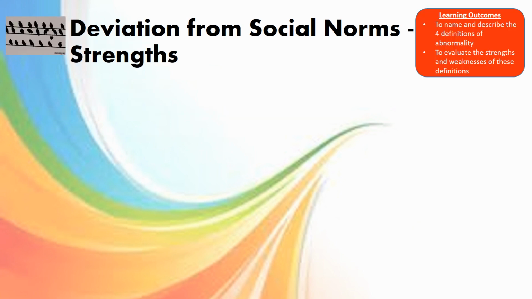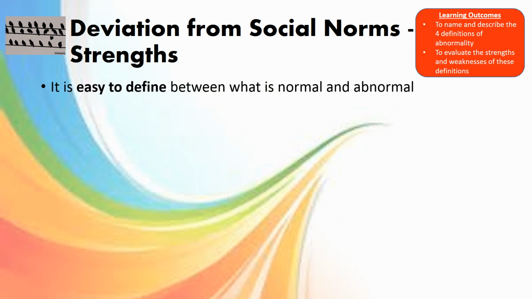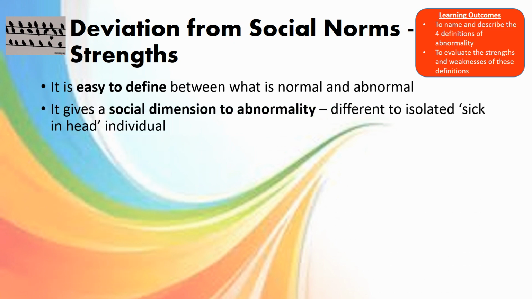So what's good about this definition? Well, it's really, really easy to define between what is normal and what is abnormal. As I pointed out before, it is so easy to see when someone is not following these social rules. It has a social dimension to it, which not a lot of the definitions actually cover. So it's more of a social definition, which is quite nice.